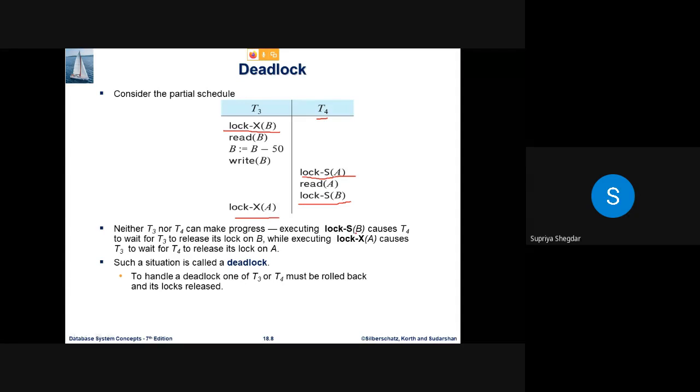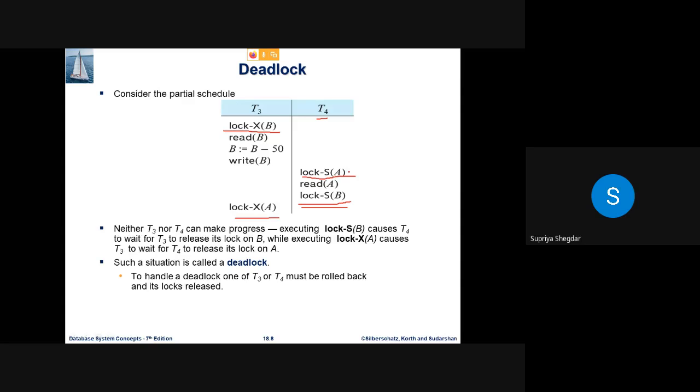Executing the lock S on B causes T4 to wait for T3 to release its lock on B. If T4 wants to execute the shared mode lock on the data item B, but currently the data item B is with transaction T3, then T4 has to wait for T3 to release the lock on B. Similarly, executing the lock X on A causes transaction T3 to wait for T4 to release the lock on the data item A.